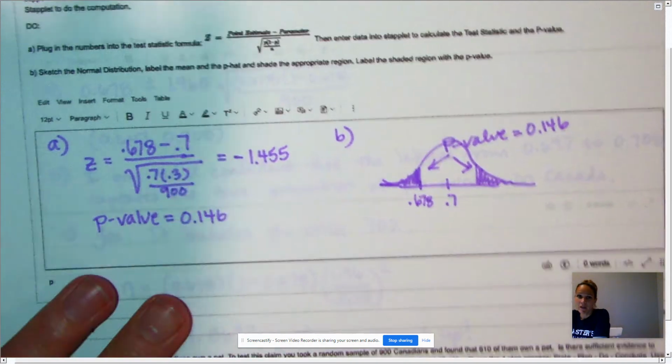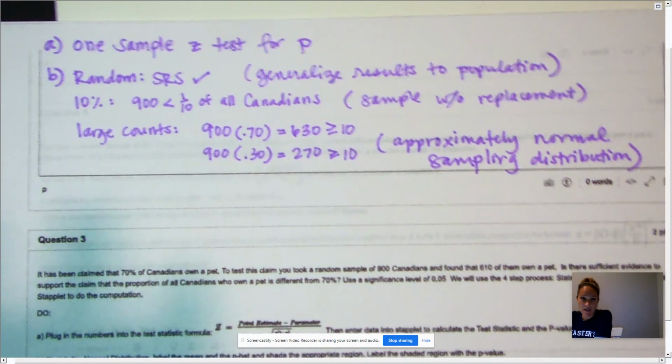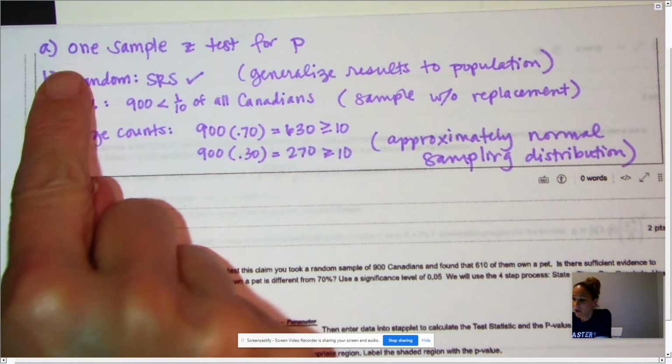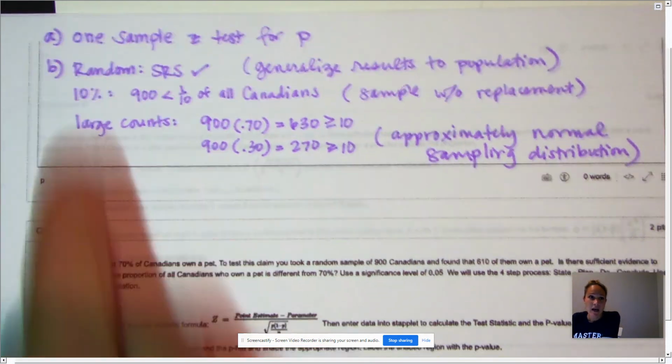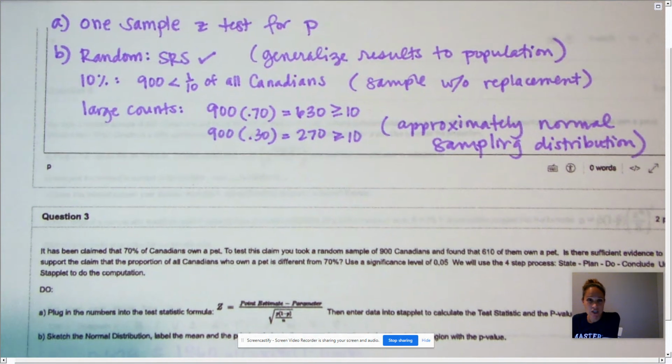All right, so let's go ahead and look at question number 2. Question 2 asked for the name of the test in part A. So this is a one sample z-test for p. Then it asked for us to check the conditions. So yes, it was a random sample, and that allows us to generalize the results to the whole population.